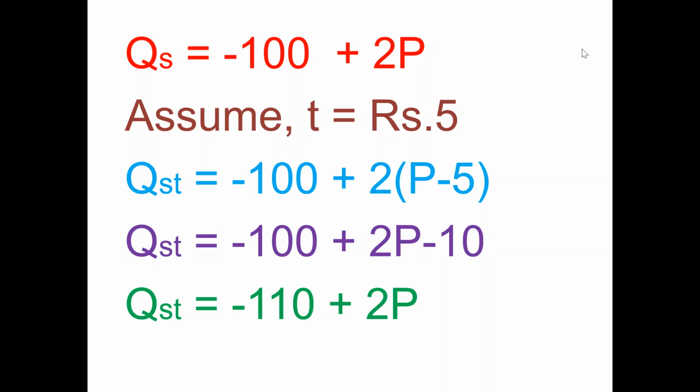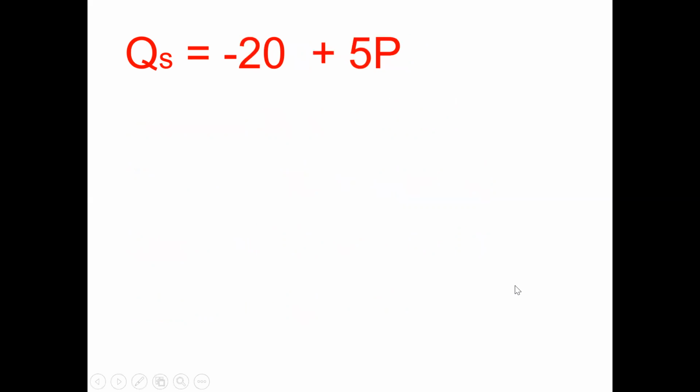Send me the answer. The equation is QS equals minus 20 plus 5p, and the tax is 2 rupee. Those who don't have the equation, it is this, and the tax is 2 rupee. Find the new equation after the tax.